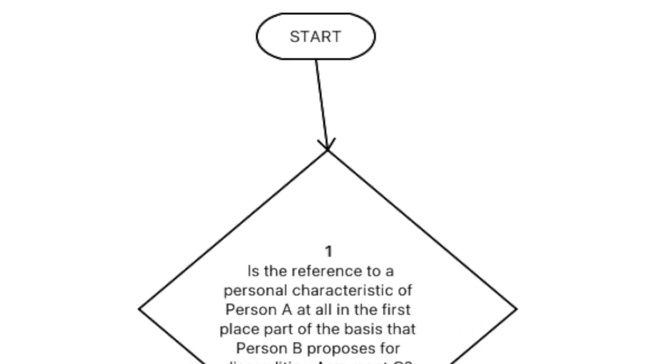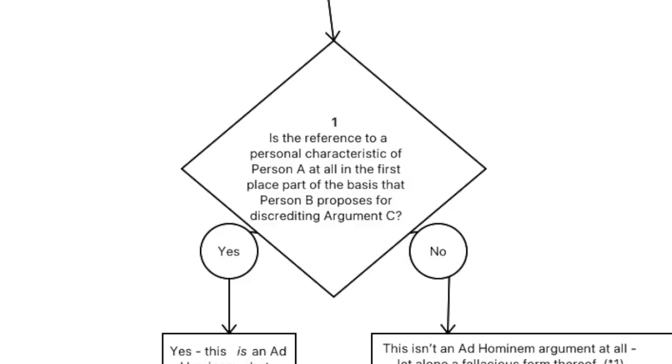As in general is the case, we begin with step 1. In step 1, we ask the most basic question to determine whether or not the argument is argumentum ad hominem in the first place. After all, we cannot determine whether the use of argumentum ad hominem is fallacious or not until we have verified that it was used at all in the first place. So we ask a simple question. Is the reference to a personal characteristic of person A at all in the first place part of the basis that person B proposes for discrediting argument C?